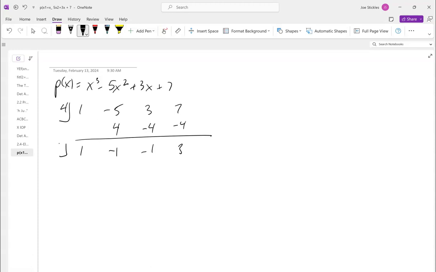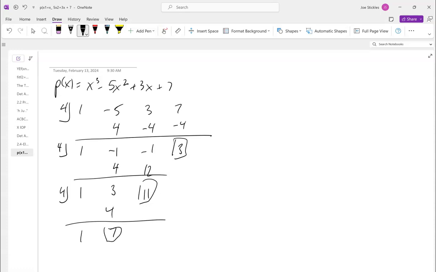Do it again. So multiply, add, multiply, add, multiply, add. Whoops, I don't need to go all the way there. What am I doing? Stop here. That's the first one. Stop here. Do it again. Multiply, add, stop here. And then the last one is just the 1, right?